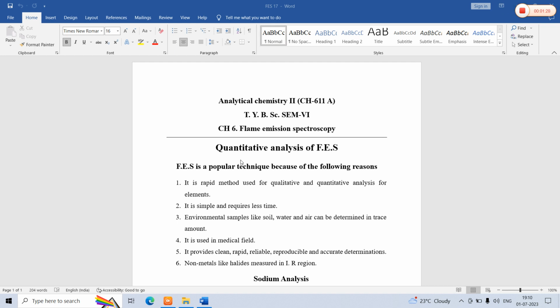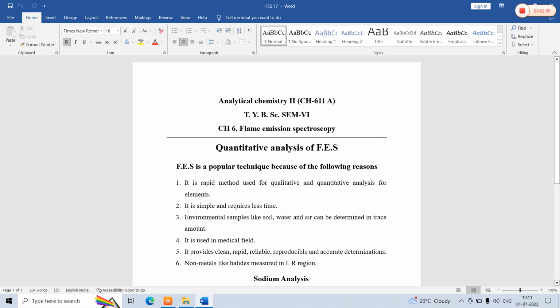Now let us see why FES is a popular technique. It has some reasons. First, it gives a rapid method used for qualitative and quantitative analysis of elements. So FES is used for analysis purposes, for qualitative as well as quantitative purposes.